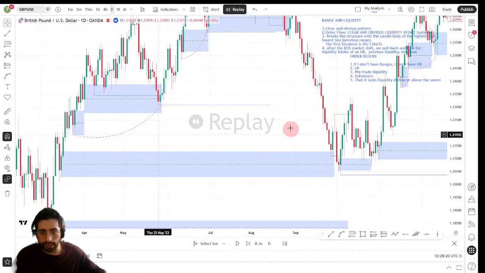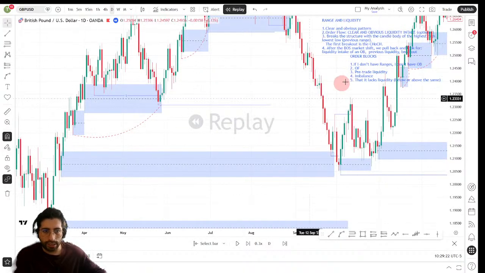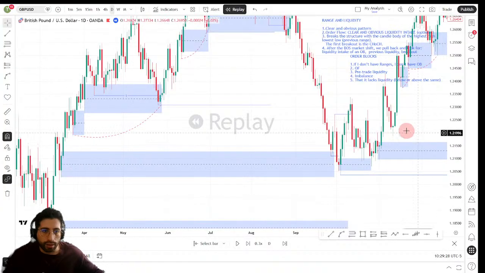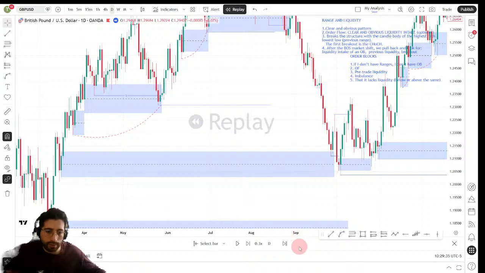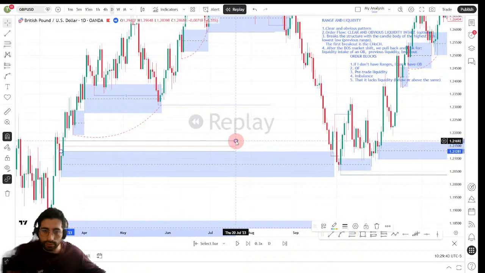And now look at the next. This order block is inside of a range. It has order flow. Well, no, it doesn't have order flow at all. It's fine. It has a lot of pre-trade liquidity. That's right. It has an imbalance. Yep, look at the imbalance right here, boom and boom. Yep.